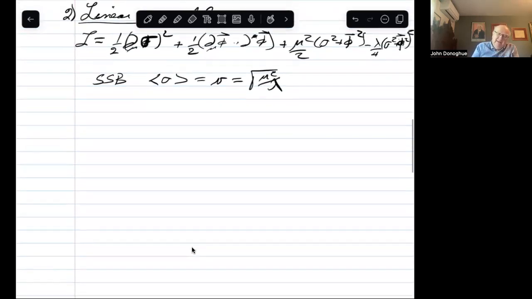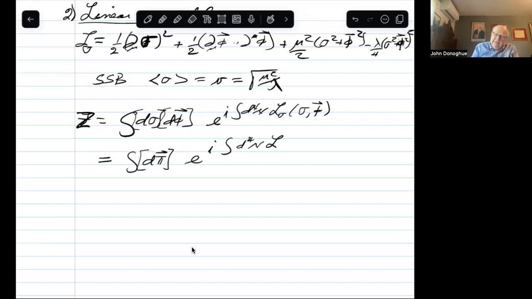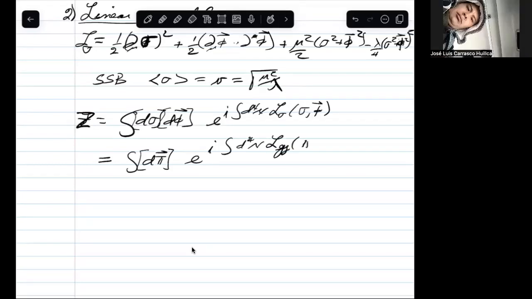And here the correspondence will be, we start out, the path integral is going to be the integral over d sigma d phi, in principle over all energies, e to the i integral d4x L of sigma and phi over all energies. And that's going to be equal to the integral over some different fields that are now called pi, e to the i integral d4x L effective, again some effective Lagrangian. It's only a function of pi.